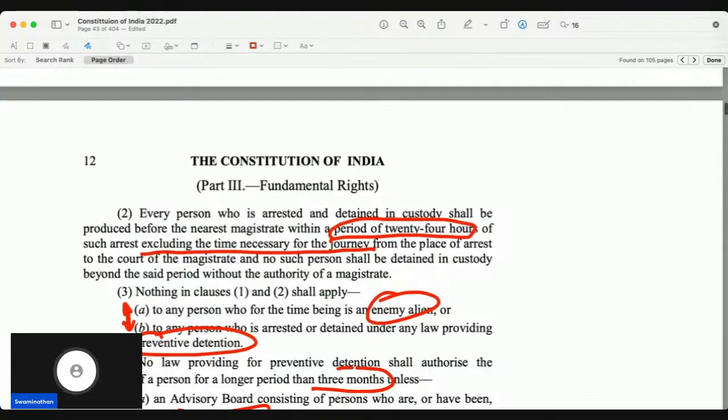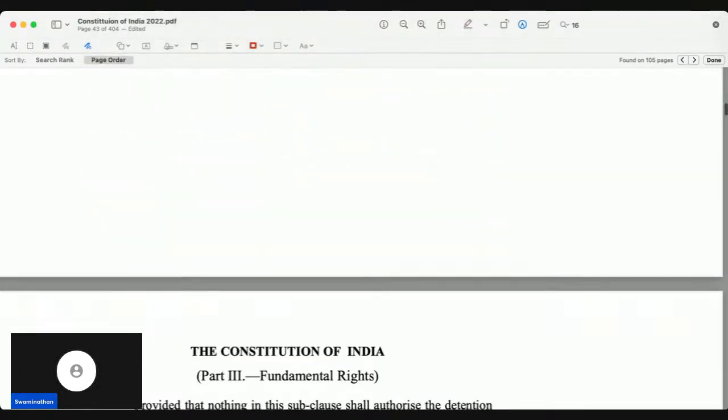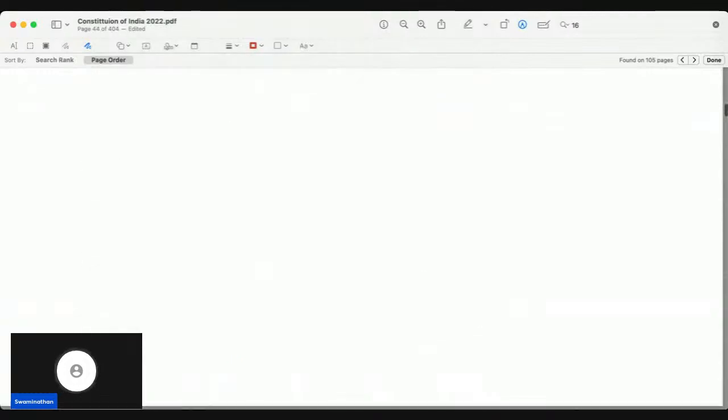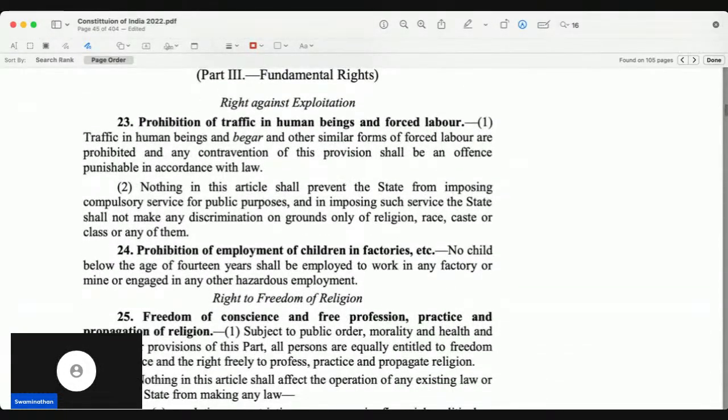So these were the rights to freedom which were given to us under Articles 19 to 22. Next comes the next category of fundamental right, that is the right against exploitation.